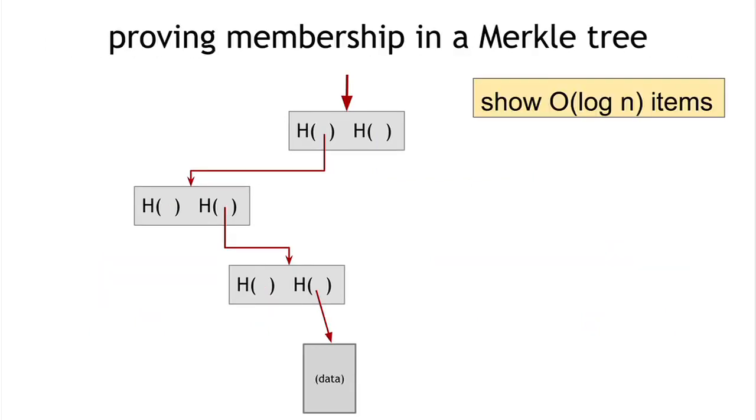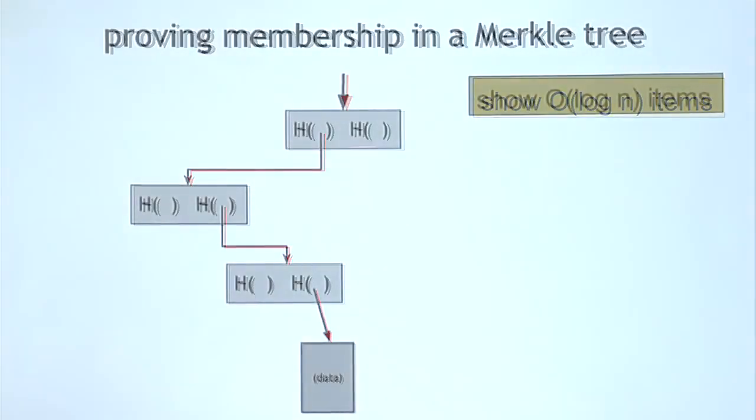So if we remember just the root, and someone wants to convince us that this block is in the Merkle tree, they need to show us this block, and we can verify that the hash matches up. And then they need to show us this block, and we can verify that the hash of this matches that. They can show us this block, we verify that the hash of this block matches this hash pointer, and then they show us the data. And just by verifying the hashes up to the root, we can verify that this data block was in the Merkle tree.